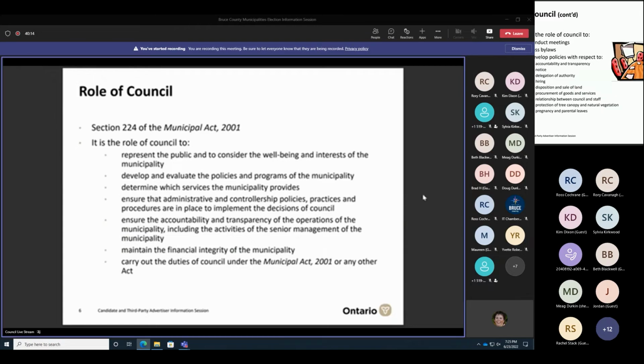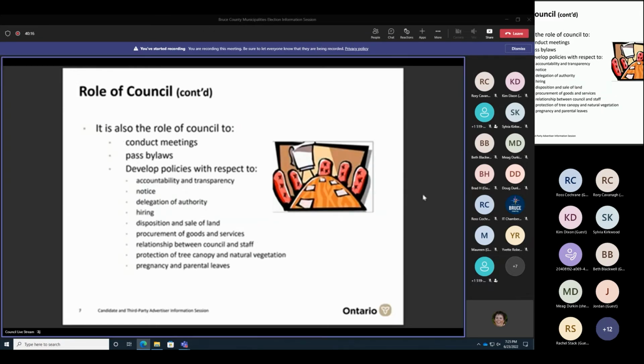Next slide, please. Role of council continued. This is all done as a collective role, with all members each having one vote. Municipalities are created to be responsible and accountable governments with respect to matters within their jurisdiction, and each municipality is given powers and duties under the Municipal Act and many other acts for the purpose of providing good government with respect to these matters. Now I'm going to hand it over to Carol to continue.